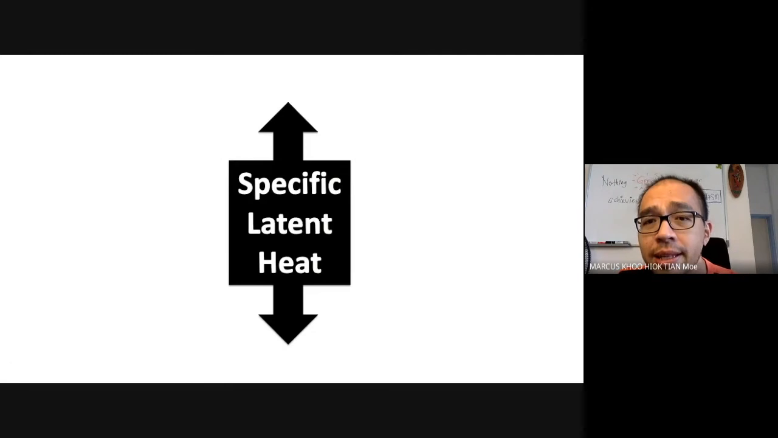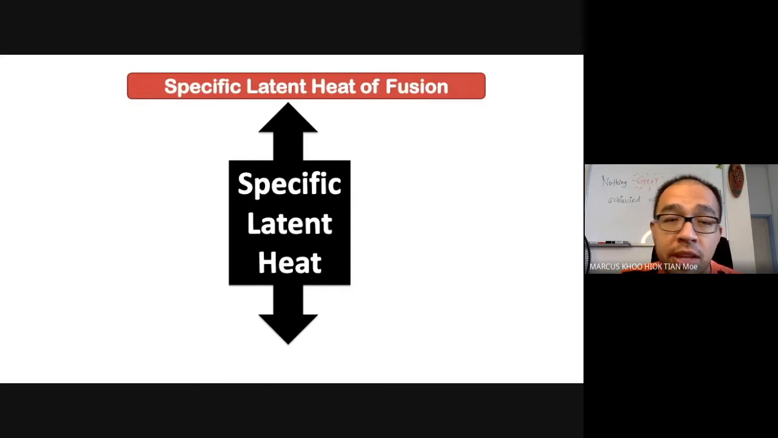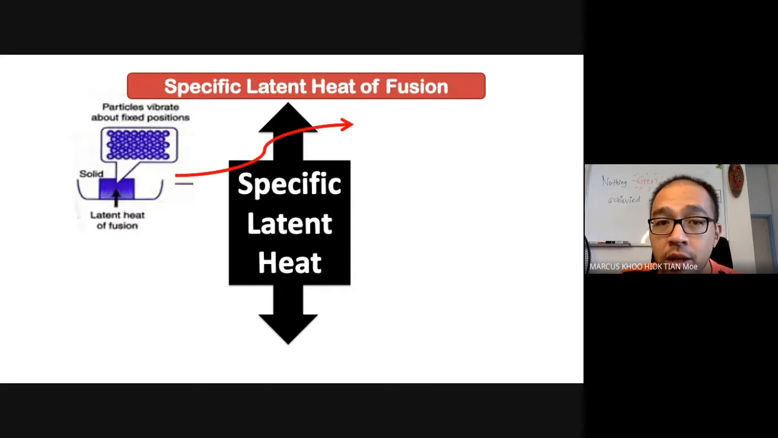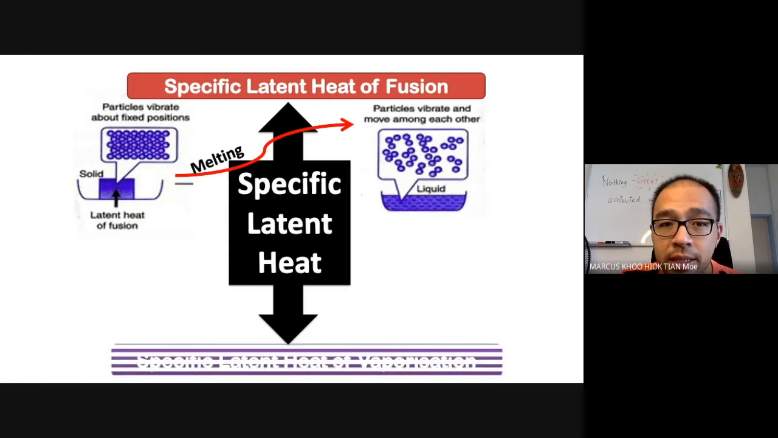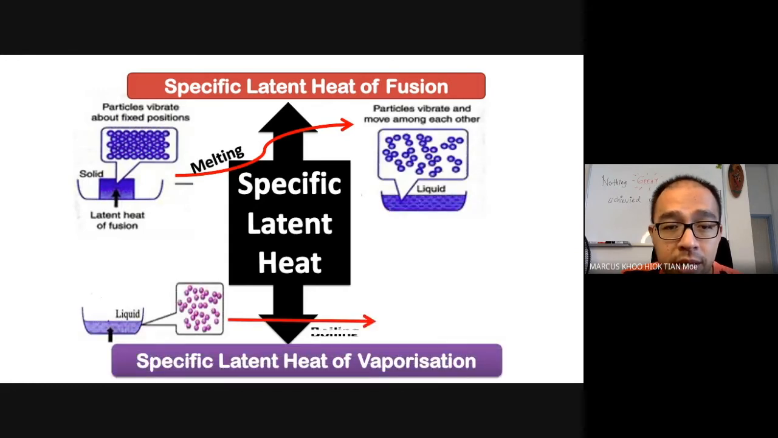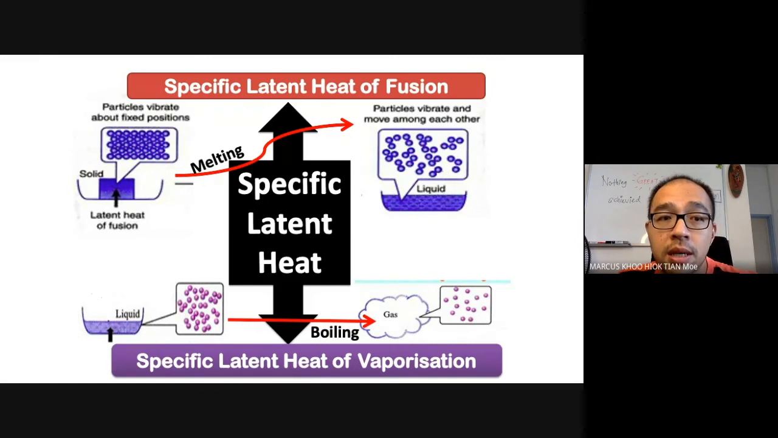So specific latent heat has two types. Just like just now, latent heat has two types. Specific latent heat will have two types, which is the specific latent heat of fusion and the specific latent heat of vaporization. The specific latent heat of fusion is the process between solid to liquid or liquid to solid, depending on whether you're absorbing or releasing. And then the specific latent heat of vaporization is from liquid to gas if you're absorbing, and from gas to liquid if you're releasing.